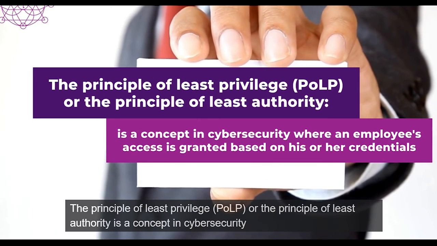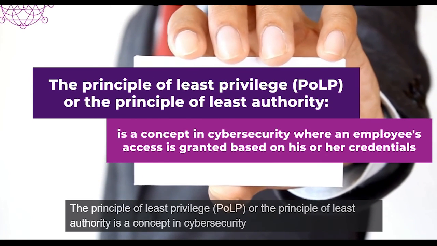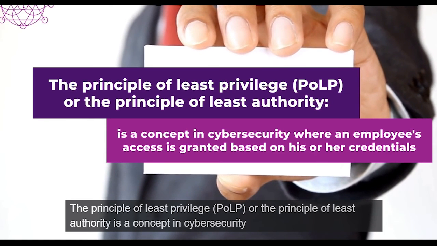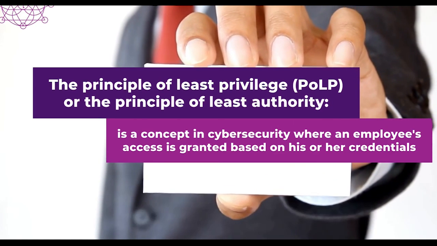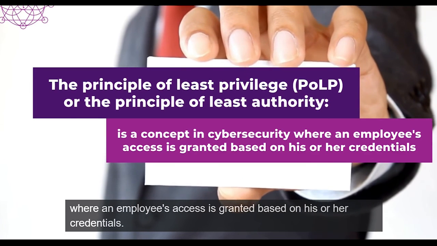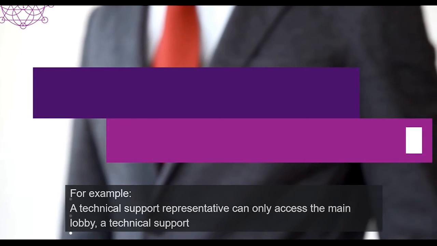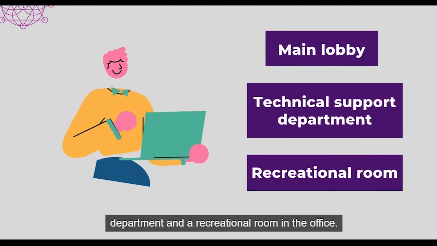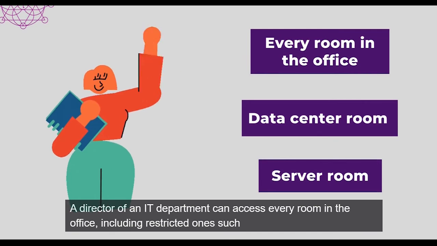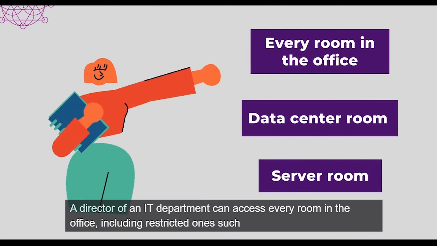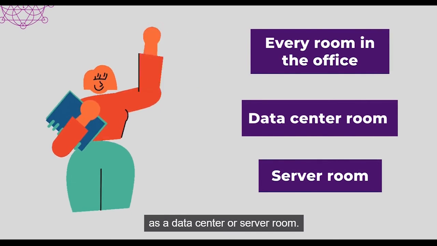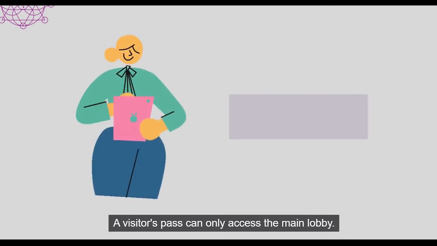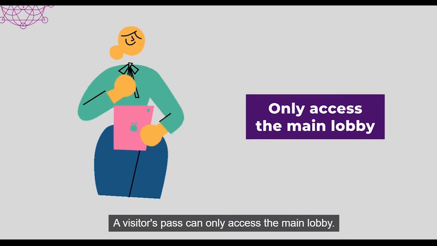The principle of least privilege, POLP, or the principle of least authority is a concept in cybersecurity where an employee's access is granted based on his or her credentials. For example, a technical support representative can only access the main lobby, a technical support department, and a recreational room in the office. A director of an IT department can access every room in the office, including restricted ones such as a data center or server room. A visitor's pass can only access the main lobby.